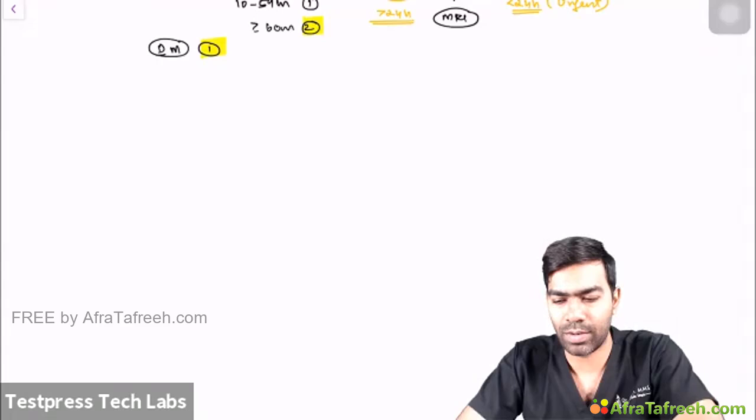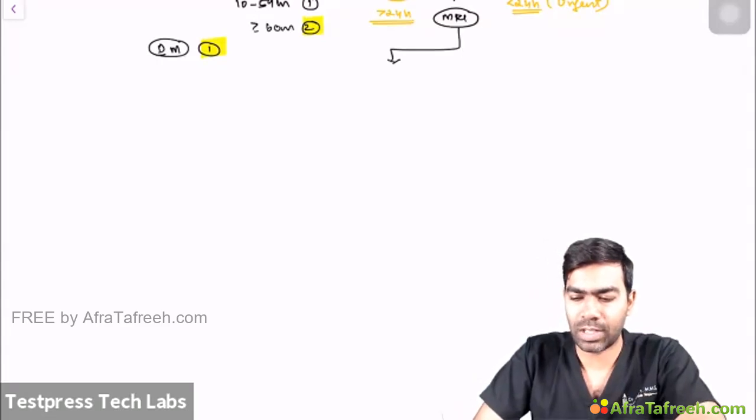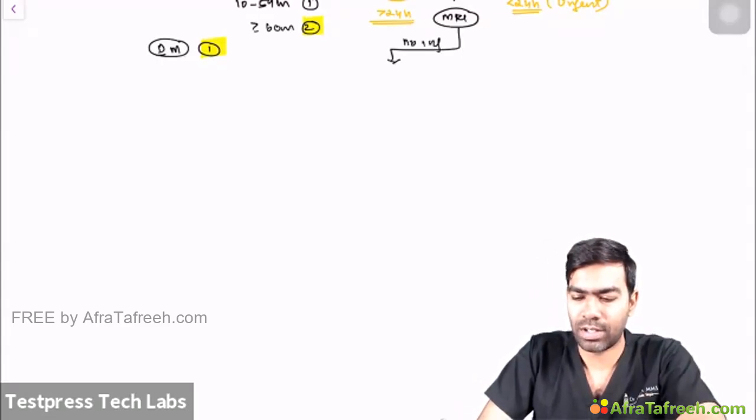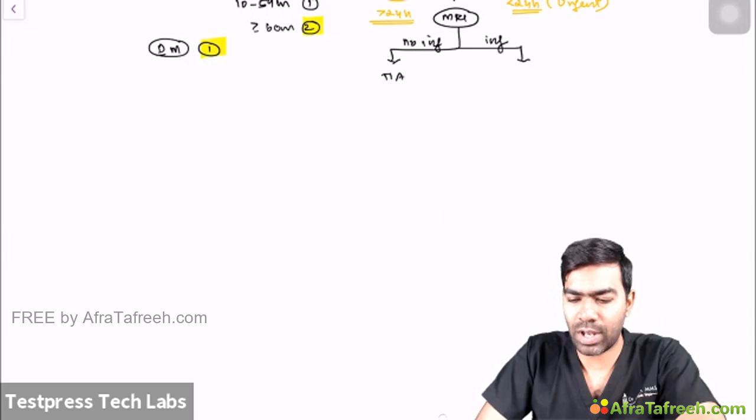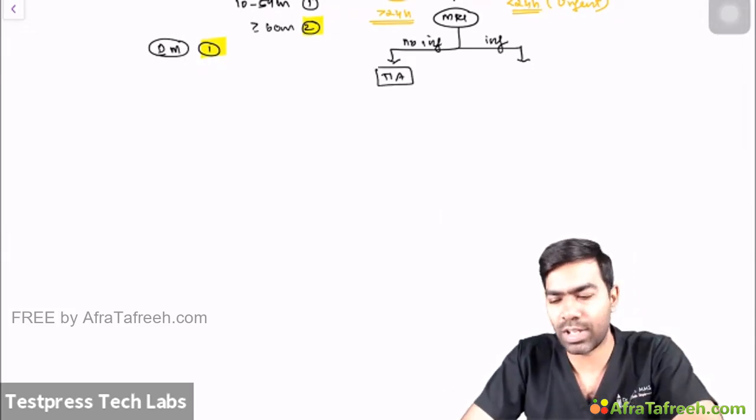And if you do an MRI, either MRI does not show any infarct, or MRI shows an infarct. If MRI does not show an infarct, this is where you diagnose a TIA. This is the modern definition of TIA again, where the MRI should not show an infarct.